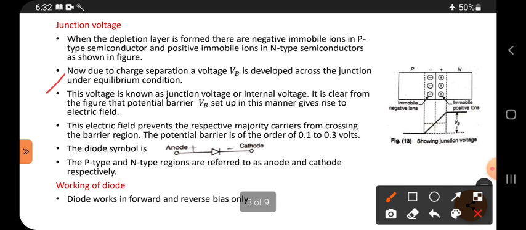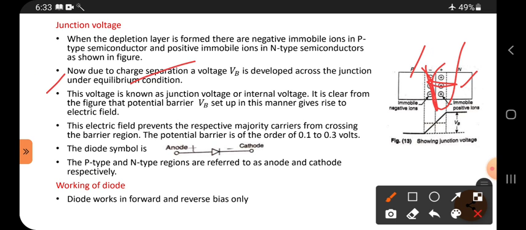Now, due to charge separation, a voltage VB is developed across the junction under equilibrium condition. Because of charge separation, towards the positive plate negative charges will gather, and towards the negative plate positive charges, so they are separated. Then a potential barrier will be developed across the junction.